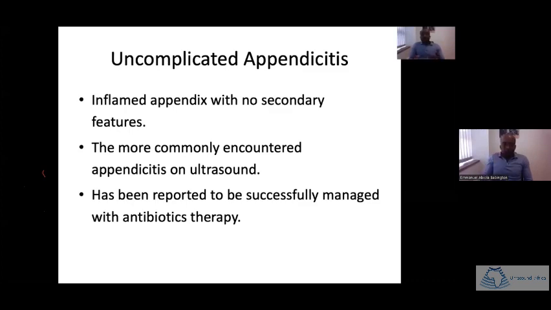And it has been reported to be successfully managed with antibiotic therapy. So most of these patients can possibly have antibiotics and go on to live a normal life. However, there are a few pieces of literature I encountered recently about follow-ups on patients who have had antibiotic therapy for uncomplicated appendicitis. A number of them do tend to come back with a recurrence in about a year or so afterwards. But a good number still don't have to come back for it.